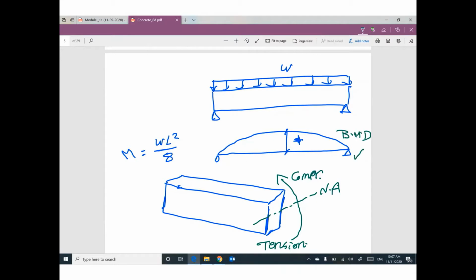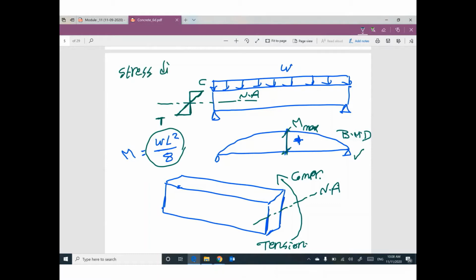What is the value here? Maximum value W L square divide 8. What is the effect of this moment? This moment will cause tension at the bottom, compression at the top, and we have in between here a line called neutral axis. And this distribution of stress can be called stress distribution. Do you remember something like this?